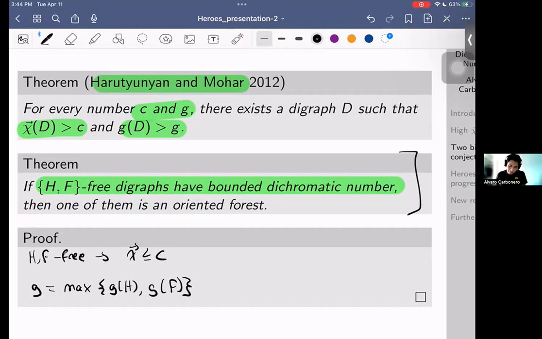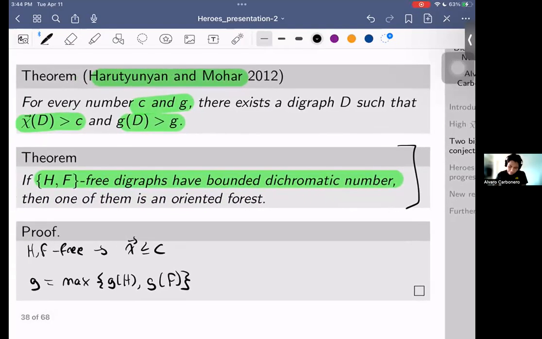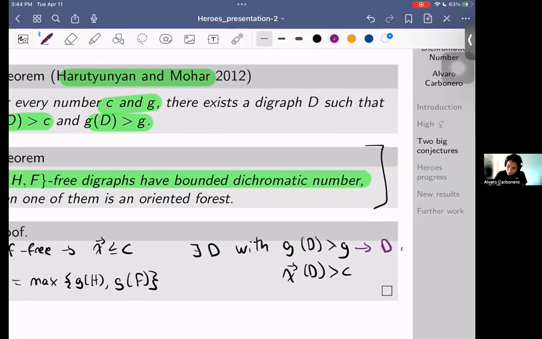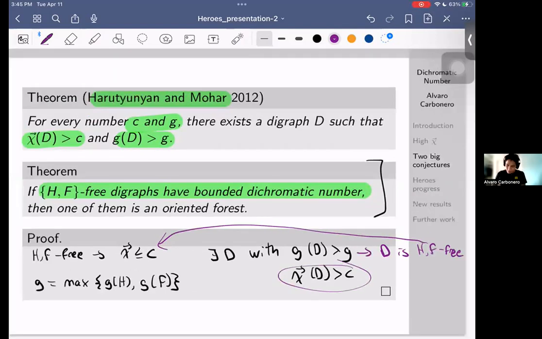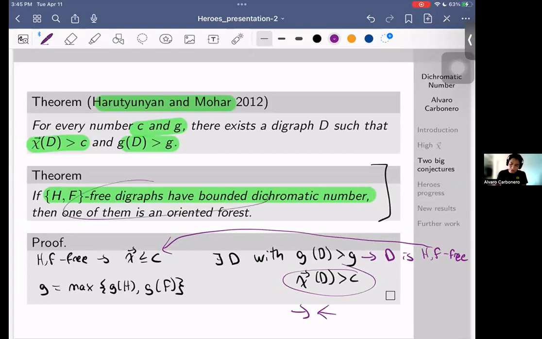What do we get from this? We get that from the theorem, there exists a digraph D with girth more than G and dichromatic number more than C. But we are in trouble because this implies that D is H-free and F-free, and that implies that the dichromatic number is at most C, but that contradicts the definition of D. So contradiction, one of them needs to be an oriented forest.